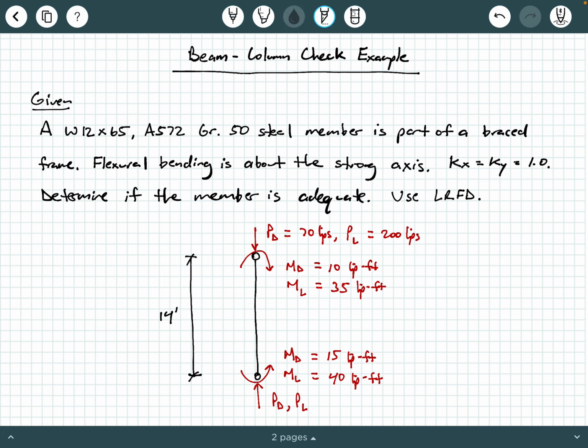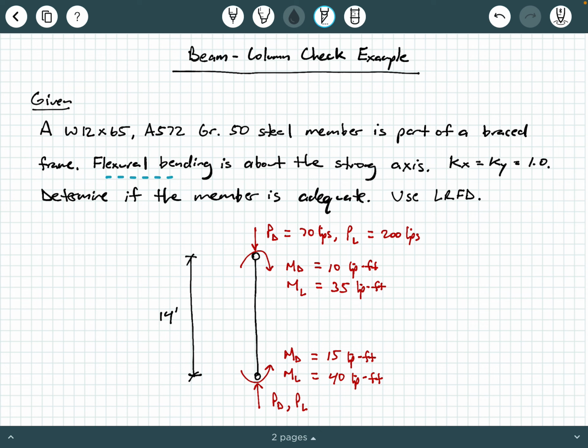A W12 by 65 A572 grade 50 steel member is part of a braced frame. Okay, so a couple things to take away from that. Grade 50 steel means that your yield strength is 50 ksi, right? F sub y is 50 ksi. Braced frame is the context clue that you're going to be dealing with P little delta effects, and thus you're going to be dealing with a moment magnification factor B1, okay? You will not be dealing with P capital delta effects because, again, we have a braced frame. So you got to take these context clues, okay, in the directions.